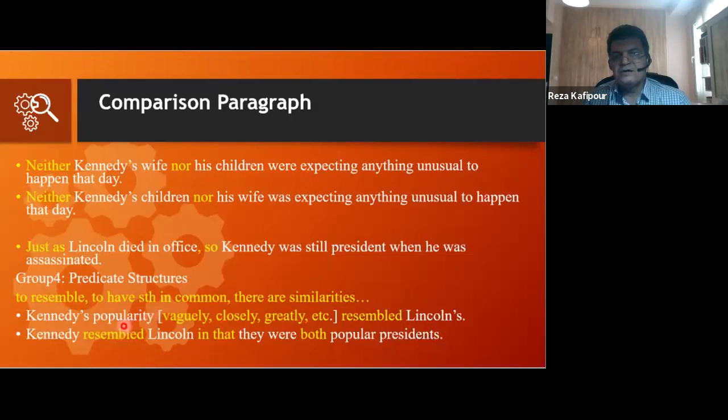In the first one, we said Kennedy is similar to Lincoln based on popularity. But someone may ask, popularity in what? So if we use were plus in that, after in that, we need a full sentence or independent clause. So we can provide more information. Popular president. We have new information here. So based on the type of sentence or the type of comparison you are going to write, you can use each one of these two structures.